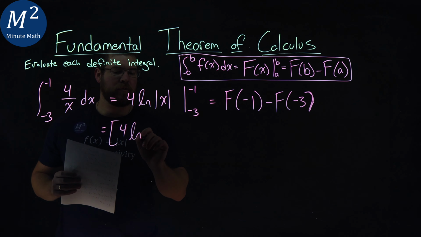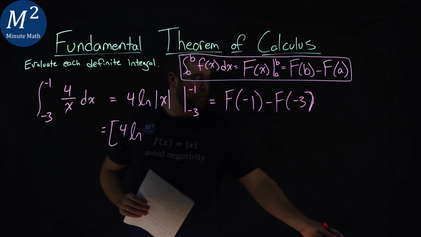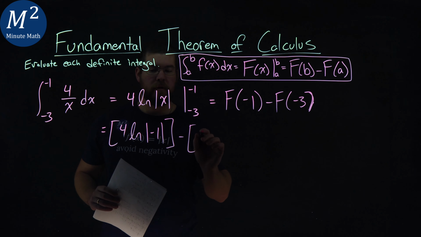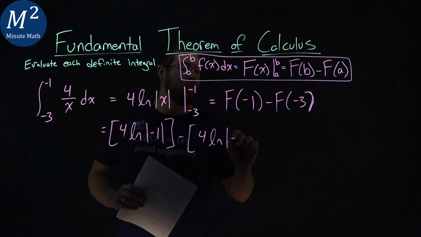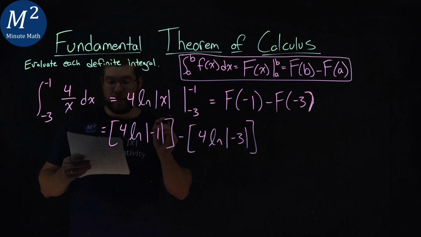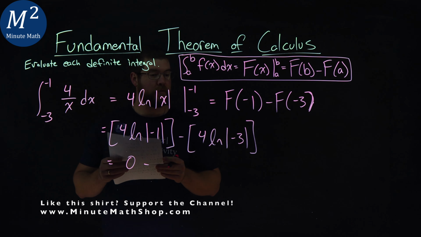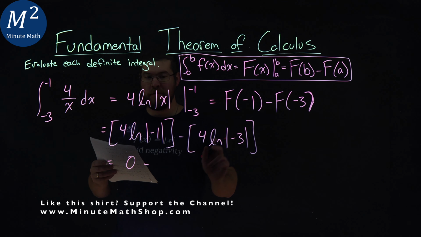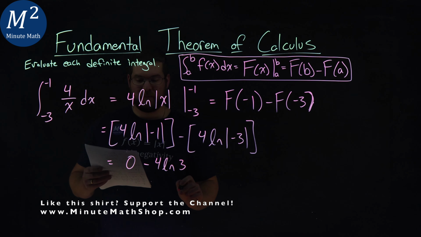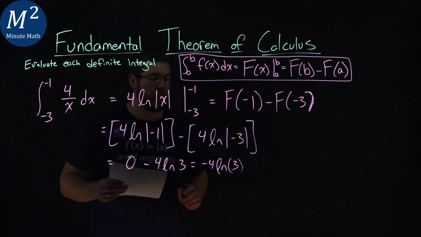So we have 4 times the natural log of the absolute value, don't forget that part, that's going to be critical, of -1, minus 4 times the natural log of the absolute value of -3. Well, 4 times the natural log of the absolute value of -1 comes out to just be 0. Minus 4 times the natural log of the absolute value of -3, that just makes it a positive 3, and so we have minus 4 natural log of a positive 3. So that's equal to -4 natural log of 3.